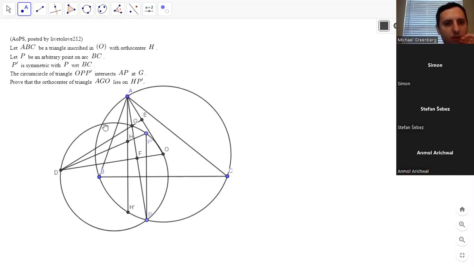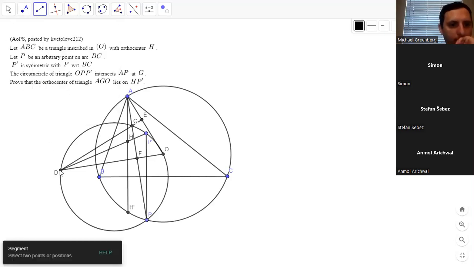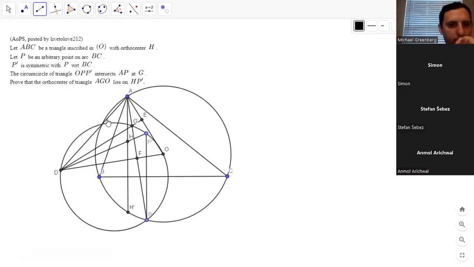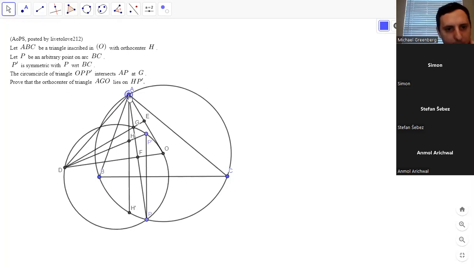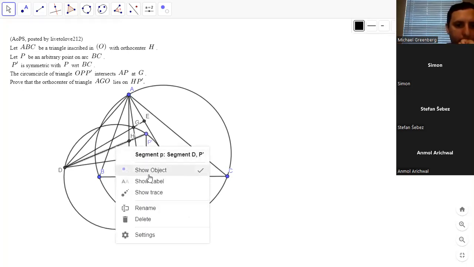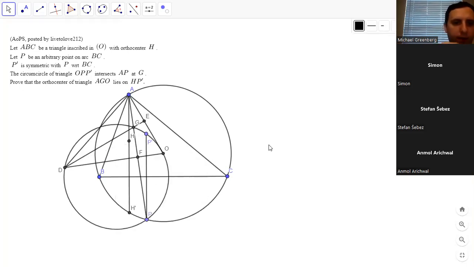Also, just draw in the segment DA. Yeah, it looks like it might pass through the intersection of those. Let's see. Why is that? Okay, so we should hide this basically, because we don't know that yet.